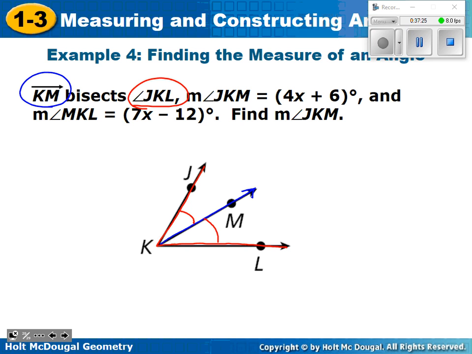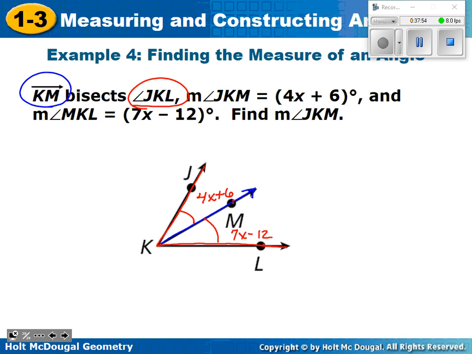So now you're going to label your picture with your information. Angle JKM measures 4x plus 6. So go to your picture, JKM, this part here should be 4x plus 6. Next thing it tells you is MKL is 7x minus 12. So go to MKL, that's this angle, that's 7x minus 12.